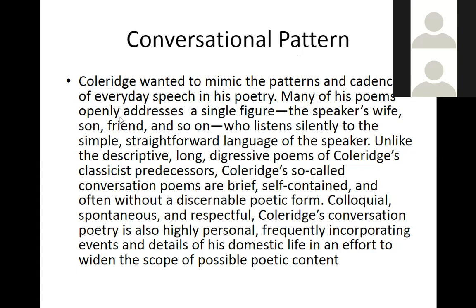Many of his poems openly address a single figure, the speaker's wife, son, friend, and so on. So he would be talking to one person at one time who listens silently to the simple, straightforward language of the speaker. His writing was very much different from the descriptive, long, digressive poems of Coleridge's classicist predecessors. That means prior to him, all those other poets were writing in a different manner. They were more elaborate and descriptive, but he isn't.